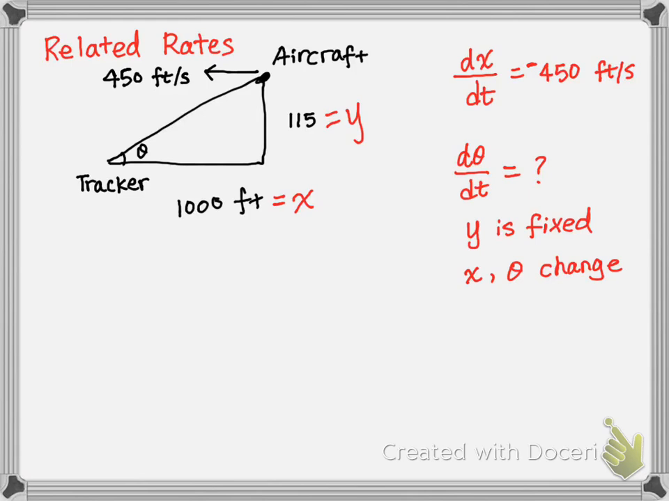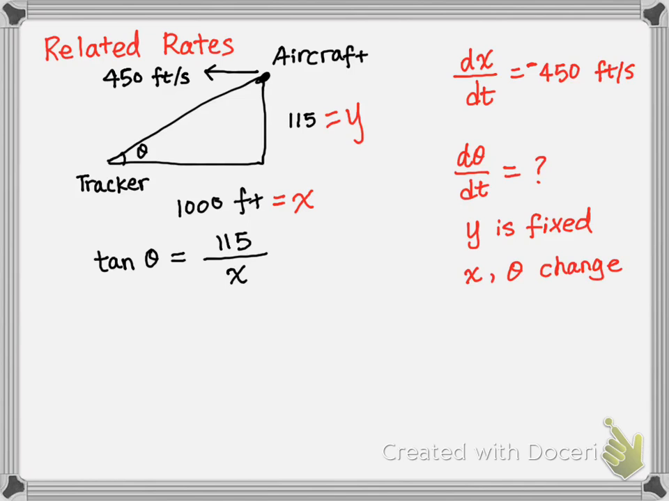So how do you relate theta and x? Well, trigonometry relation. Tangent theta is the opposite, which is 115, fixed, divided by the adjacent, x. So that's how you relate theta and x and be able to take the derivative with respect to time and write out all this quantity.